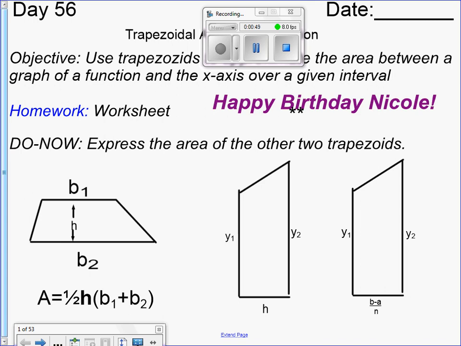So the area of one trapezoid is equal to 1/2 the height. Now the height is the distance between the bases, the parallel sides, times the sum of the bases. Does that look familiar? You can tell me if it doesn't. No?